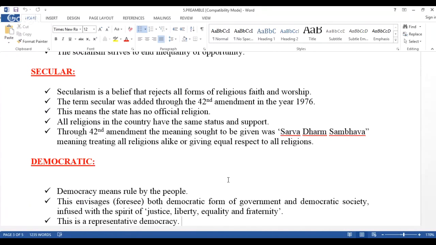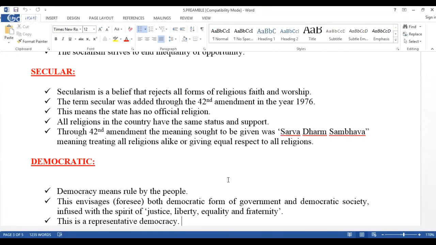Secular means the state has no official religion. All the religions in the country have the same status and support. Through the 42nd Amendment, the meaning sought to be given was Sarva Dharma Sambhava, meaning treating all religions alike, or giving equal respect to all the religions. Meaning is simple. Before the 42nd Amendment, there was doubt.